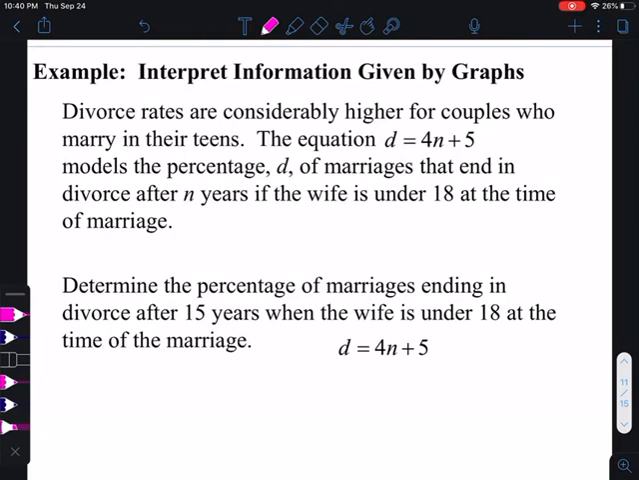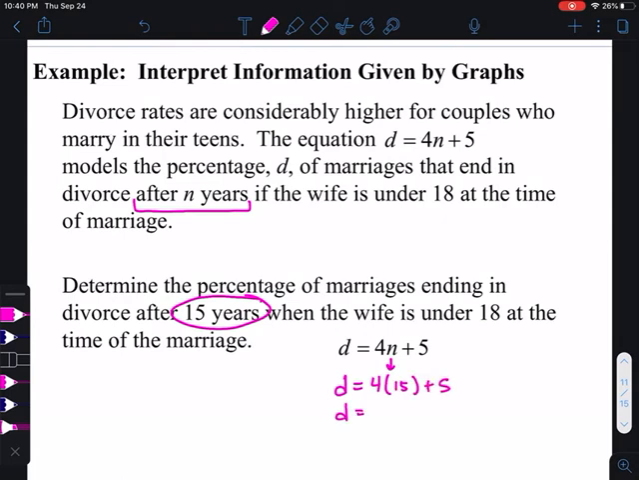But anyway. All right. So this tells us to determine the percentage of marriages ending in divorce after 15 years when the wife is under 18 at the time of marriage. So if we're looking at after 15 years, and they tell us in terms of, we go back up, it says after N years, and D was the percentage of marriages. So after 15 years, in place of N, we're plugging in those 15. So the percentage of divorces is equal to 4 times 15 and then plus 5.